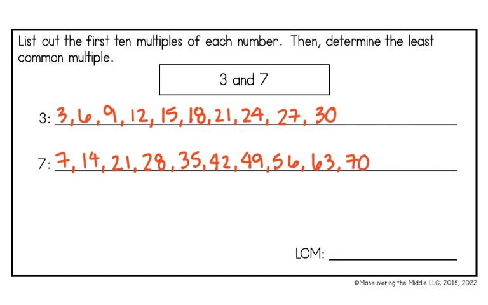So now we're going to look at both sets of numbers to see which number they have in common. And again, we're looking for the least common multiple. So what is the smallest number that they have in common? The smallest number that they have in common is going to be 21. So our least common multiple here is 21.